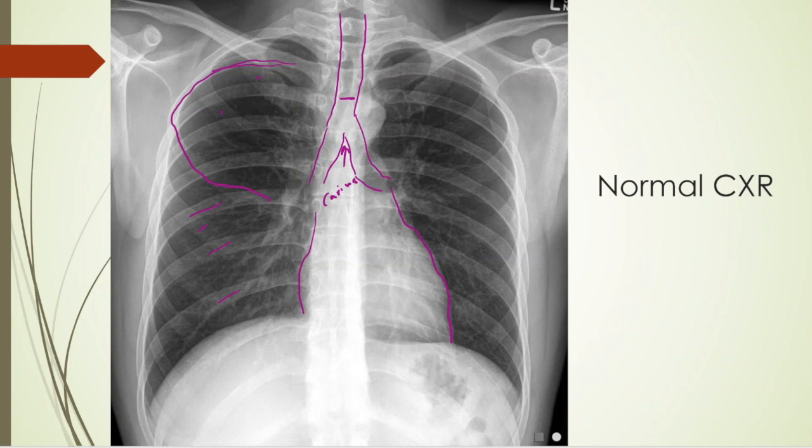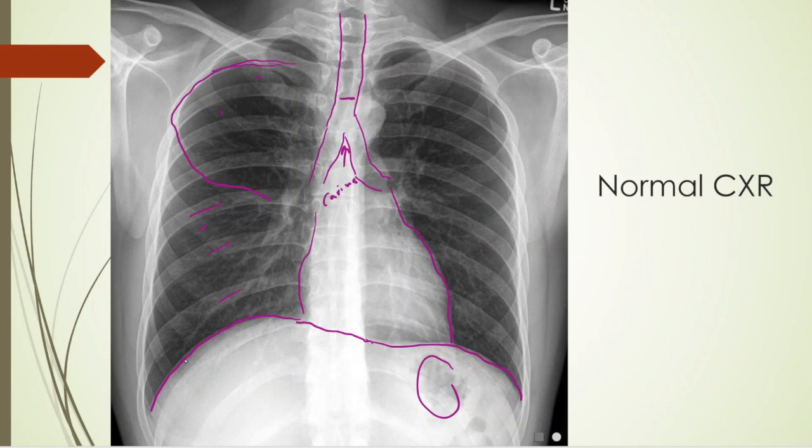And on to D, the diaphragms. Here is the right diaphragm. Here's the left diaphragm. Left should be a little bit lower than the right, which it is, and that's normal. Here's your gastric bubble. So that looks good. Now there is something called a continuous diaphragm sign, where if you see this diaphragm going all the way across, that would be a sign of an infiltrate.